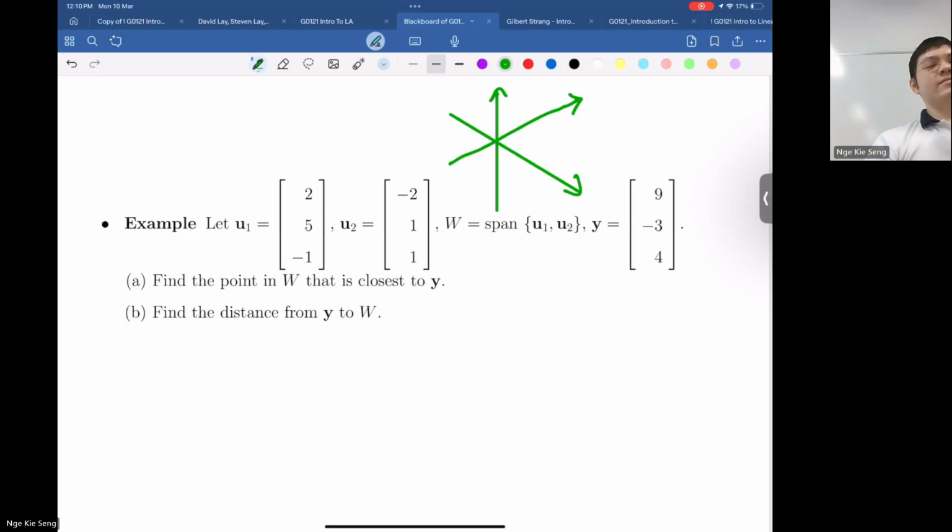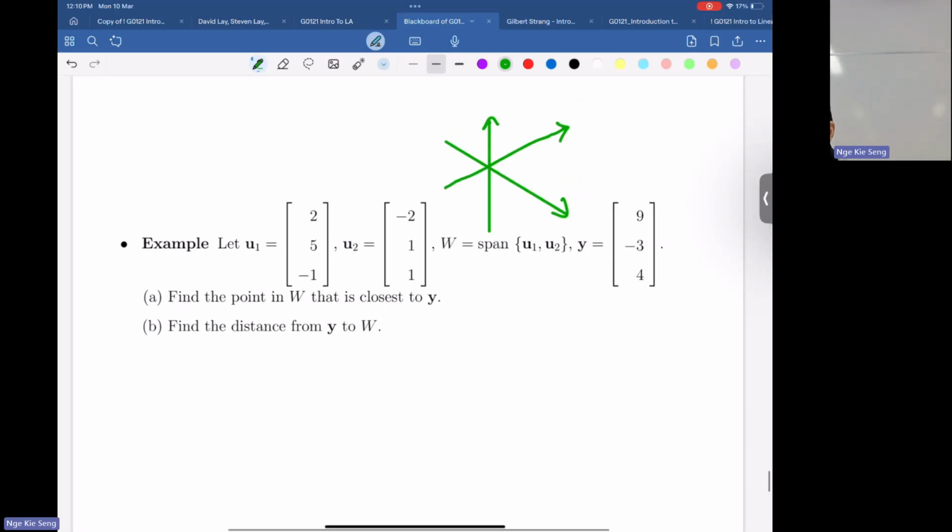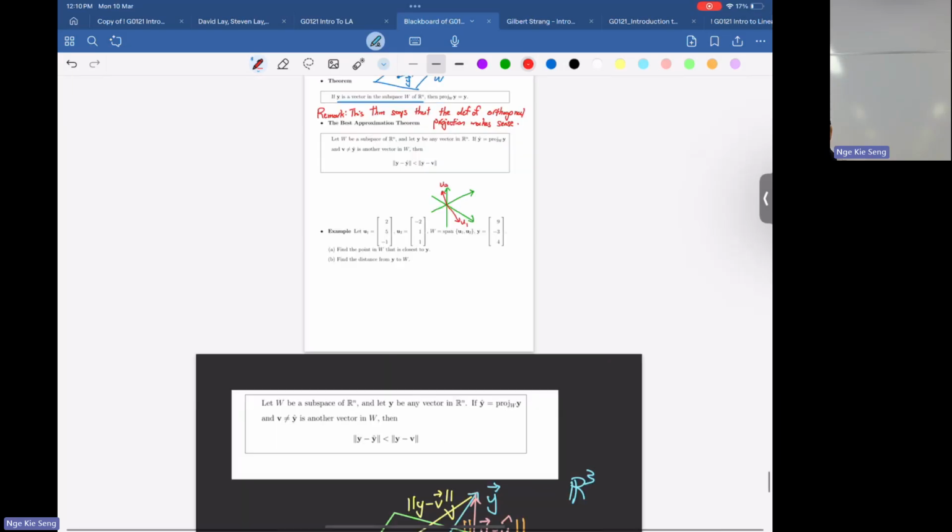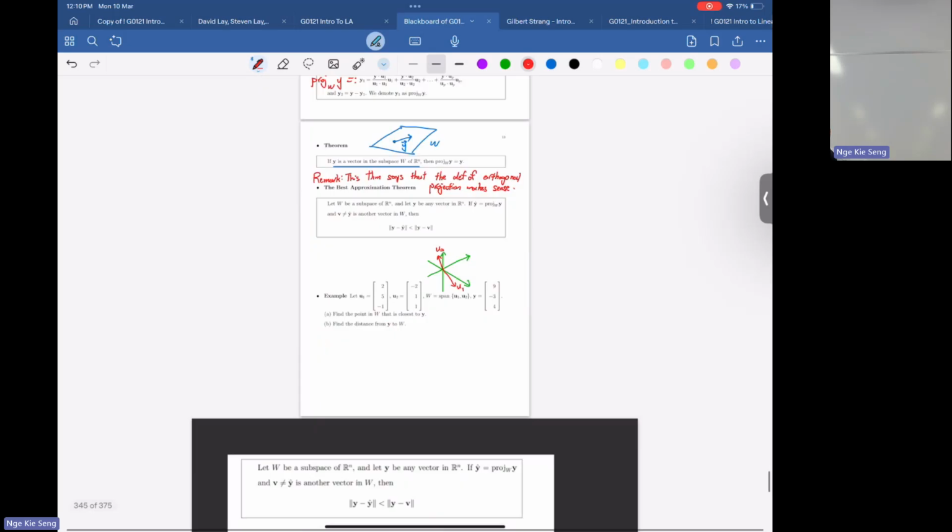Okay, so mathematics is very clear. Let u1 be this, u2 be this. There's only one thing you can think about. Just draw it in R3. So (2, 5, -1) is here, u1, and (-2, 1, 1) is in the second quadrant, like that. Is it the same one we drew before? Yeah, it's the same one.